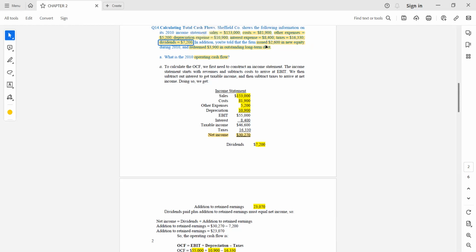You are told that the firm issued 2006 in new equity, new shares being issued, money coming in, and redeemed 3,900 in outstanding long-term debt. What do you mean by redeem debt? Very important keyword. Redeem debts means you reduce your debts. That means you pay back your debts. Please write it down. I repeat, redeem debts means your debt is reduced; you pay back your debts.